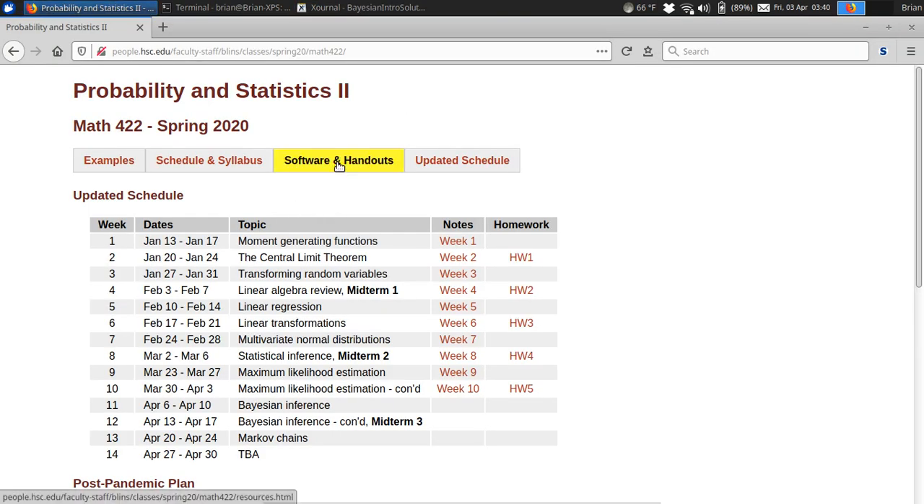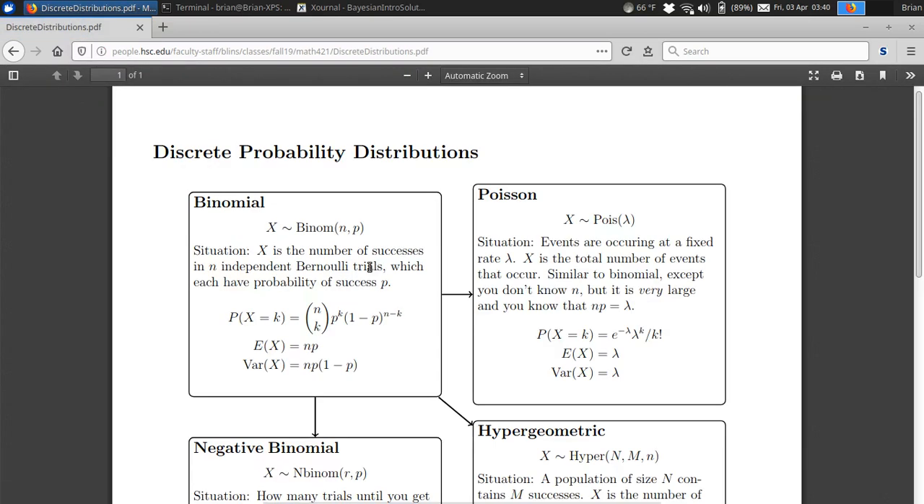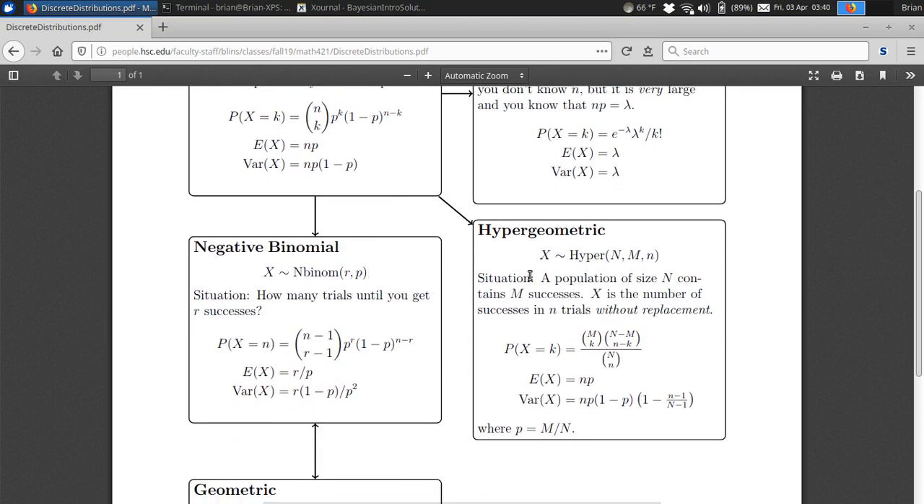So if you don't remember that one, here's where you find it. Go to the Software and Handouts tab, and then look at the Discrete Probability Distributions handout from last semester. Hypergeometric is the distribution you have when you have a population of a size that contains a certain number of successes. So in our case, we have a population of 7 balls, so our N in this hypergeometric distribution notation is 7, and then we have an unknown number of red balls in there, the successes.